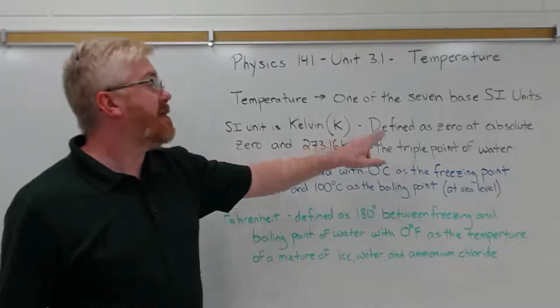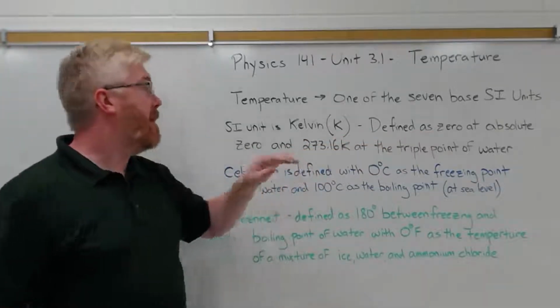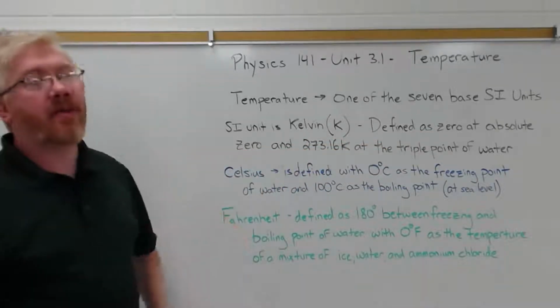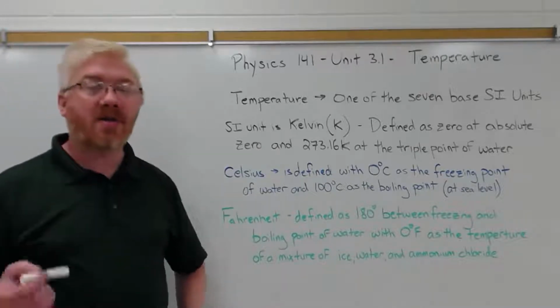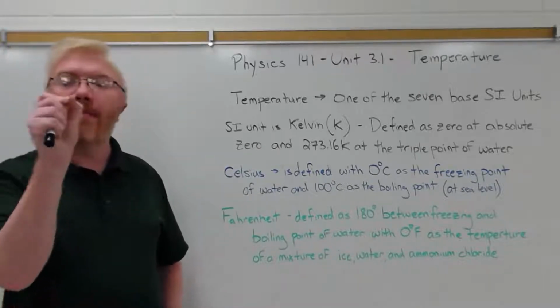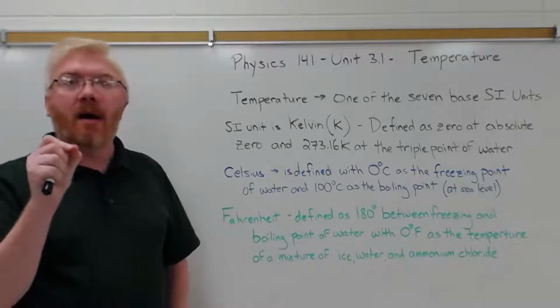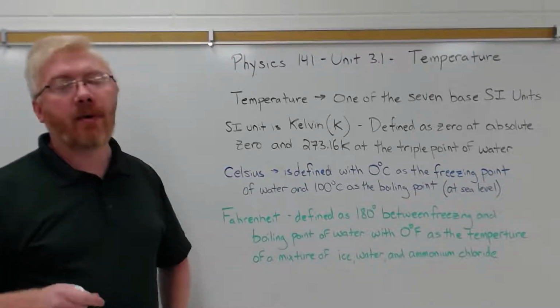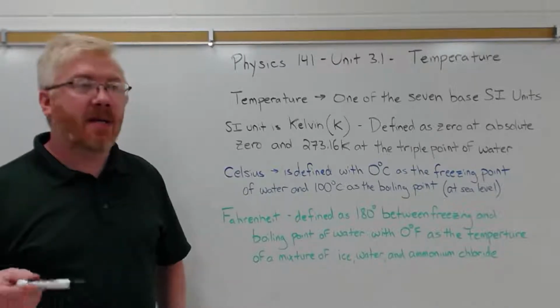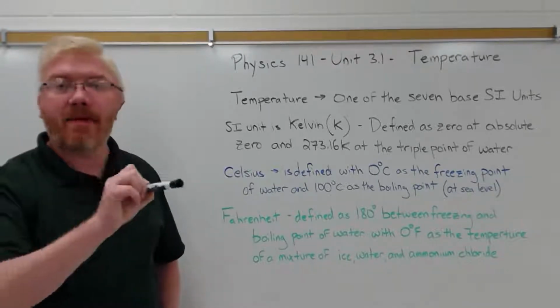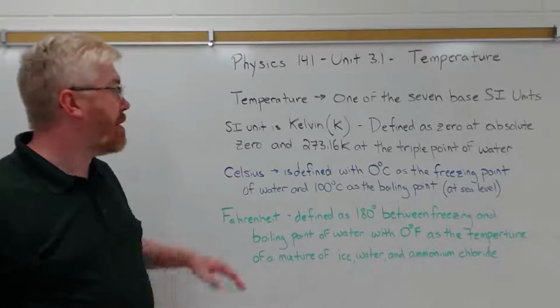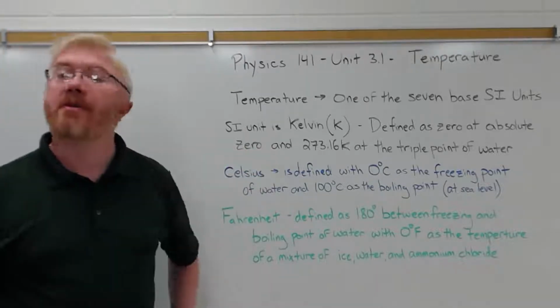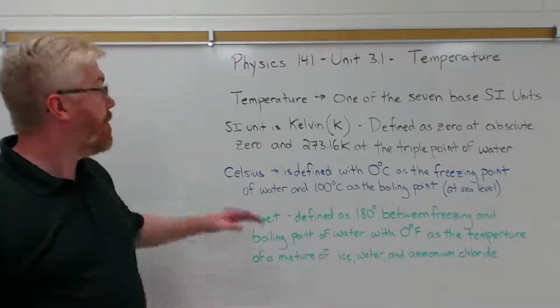Now, Kelvin is defined as 0 at absolute 0. Now, theoretically, absolute 0 is classically when the vibration or movement of molecules in an object stops. Now, we learned quantum mechanically that never happens, but classically, it's the limit where motion would stop in an object. That is called absolute 0. It's the lowest temperature you can go.